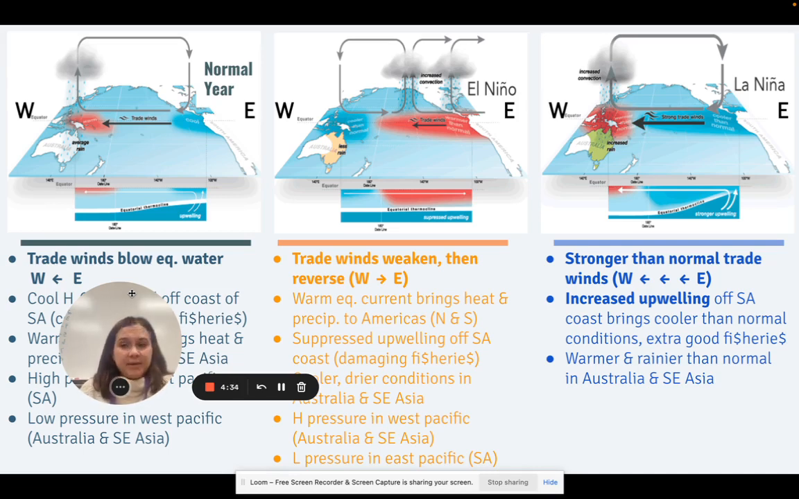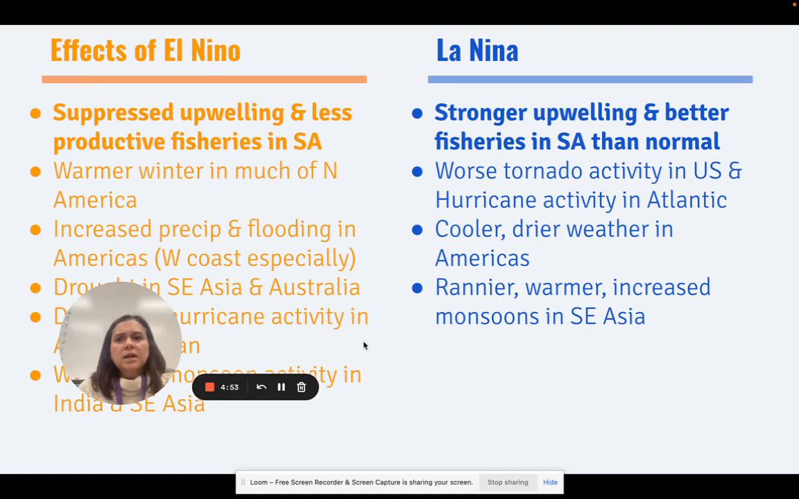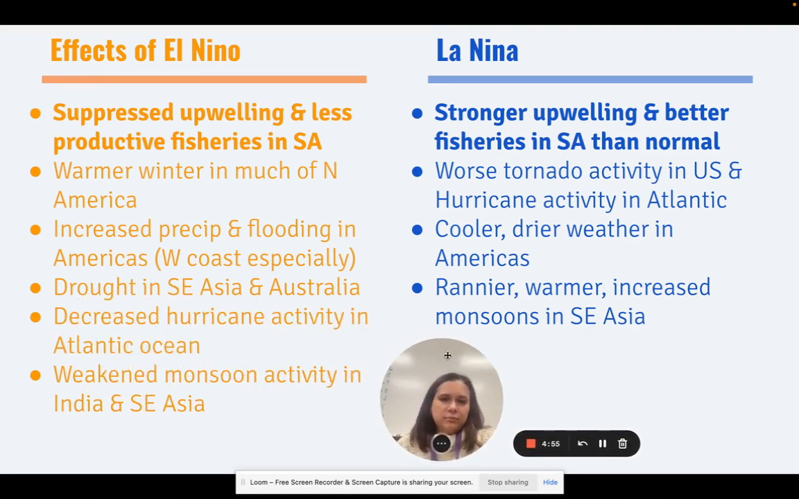The opposite happens in Southeast Asia and Australia. Normally, they're warm and wet. In this case, they are much warmer, and we've got monsoon level rains, lots of rain, and potential for some pretty devastating flooding. So it's a normal year, but amplified.